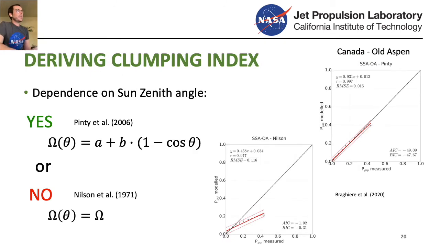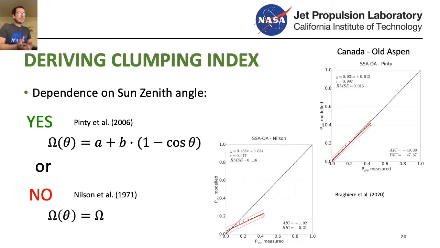So what do we do with that now? What we did was to derive a clumping index that varies with sun zenith angle, called Pinty, or that doesn't vary with sun zenith angle, called Nilson, for the measured P-gap. So this was the P-gap from digital hemispherical photos. And when we apply the model that varies with sun zenith angle, we get a much better agreement than the one that doesn't vary with sun zenith angle.